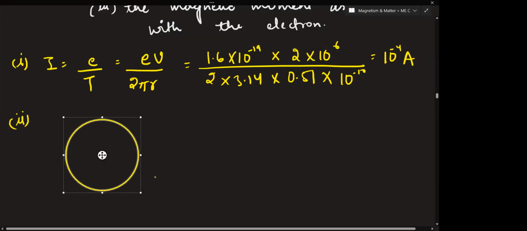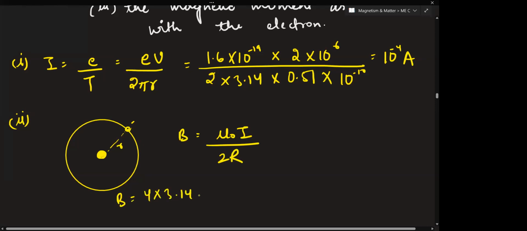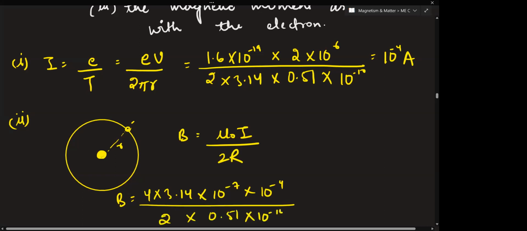Circular motion only. The nucleus is there, electrons are revolving around it. Radius is r. So the magnetic field at the center, the formula will be mu naught I divided by 2r. This is the magnetic field we have studied at the center of a circle. So magnetic field will be what? Mu naught is 4 pi into 10 to the power minus 7. Current you have calculated in the first part, 10 to the power minus 4. 2 into radius is 0.51 into 10 to the power minus 10. So if you solve, you will get the value as 1.23 Tesla.